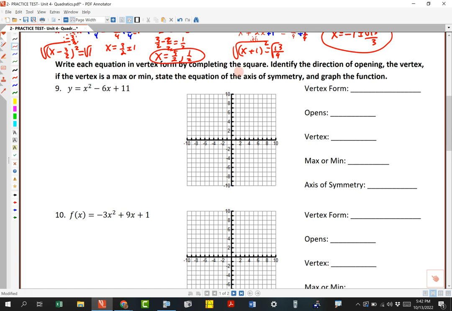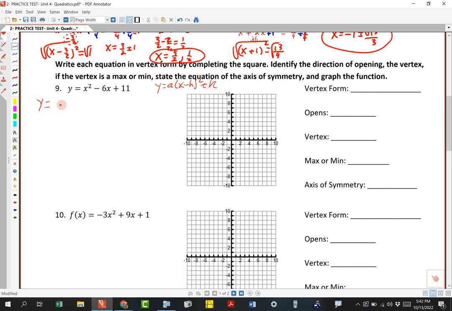So similar to what we did up above, with some tiny differences about how we compensate. Identify the direction of opening, the vertex. If the vertex is a max or min, state the equation of the axis of symmetry and graph the function. Okay, so let's go ahead and go for this. Vertex form, remember, looks like this. y equals, or f of x equals a(x minus h) quantity squared plus k. And that gives us a whole bunch of good information about it. So here's what we're going to do.